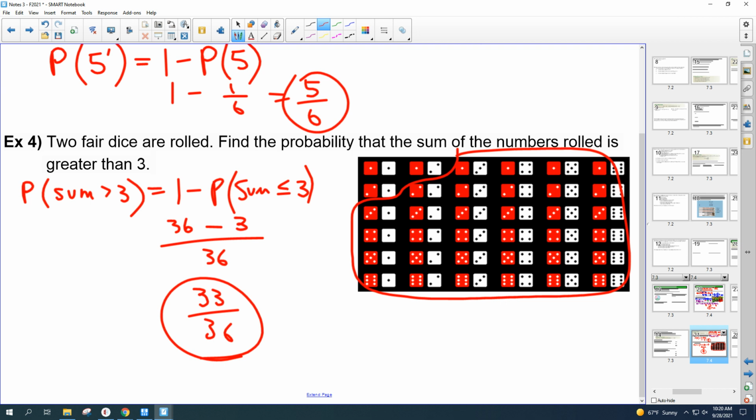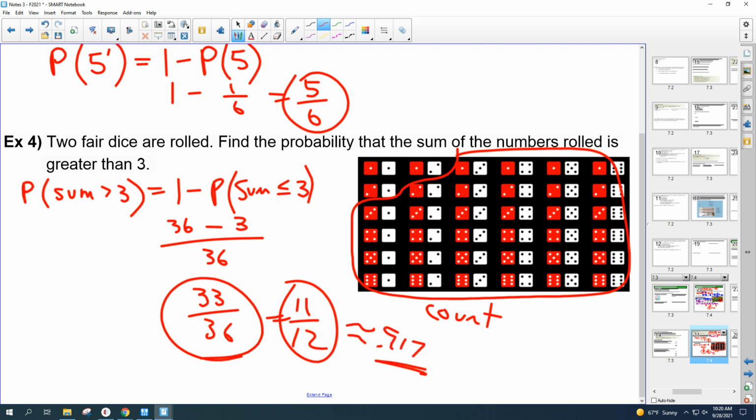The direct way would have been literally to count. I don't want to do that. Oh, by the way, that reduces to 11/12, and that's about 0.917. I would take any of those 3 answers. I'm not overly concerned with reducing fractions. Question?